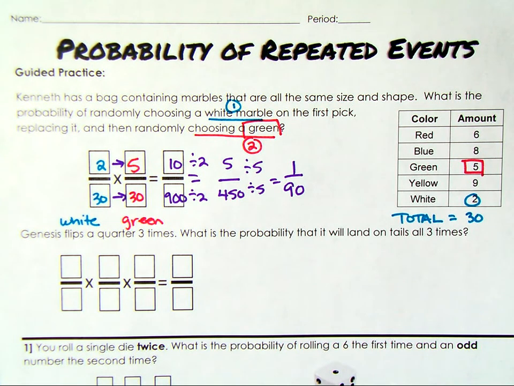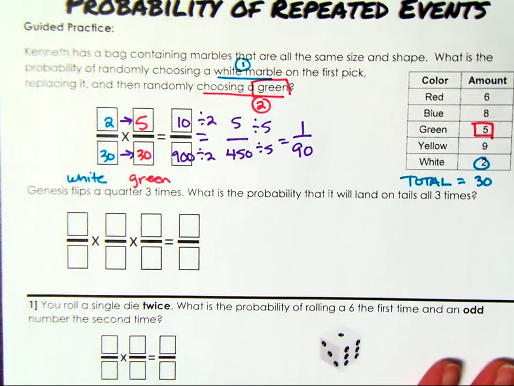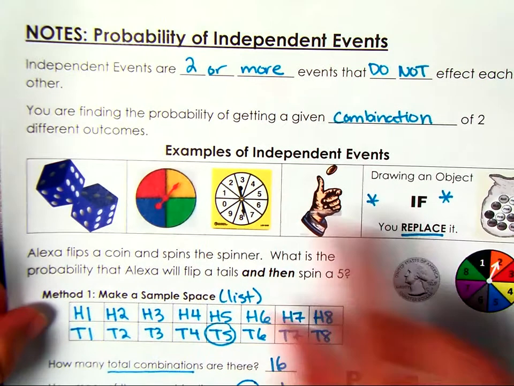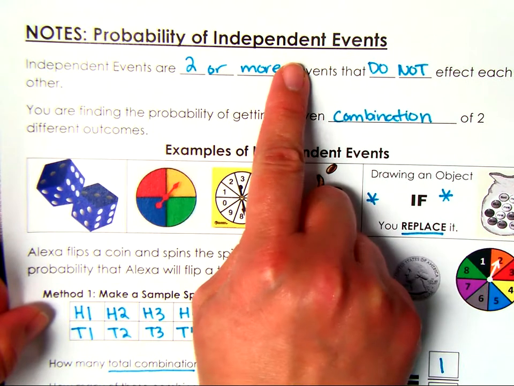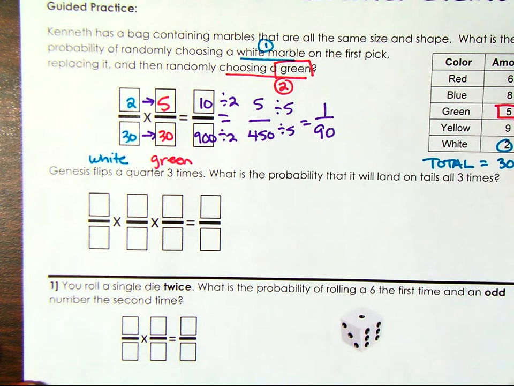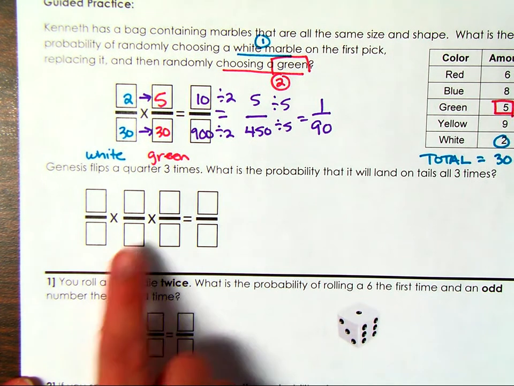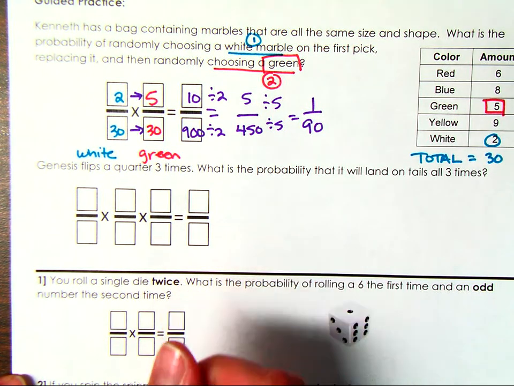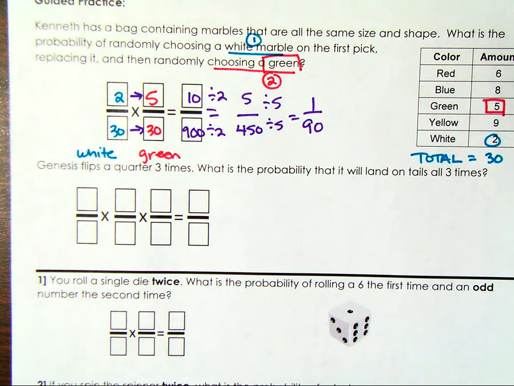Because remember with probability, we can reduce the fraction, we can make it a decimal, we can make it a percent. There are a lot of different elements that we've already been talking about with probability that could come into one problem. Well, we've been only doing 2 events, so let's talk about what happens with 3 events. In our previous lesson, we said that independent events are 2 or more events that do not affect each other. So let's talk about Genesis flipping a quarter. If she flips a quarter 3 different times, that's why there are 3 different fractions. If she's flipping that same quarter 3 times, it will either land on heads or tails.